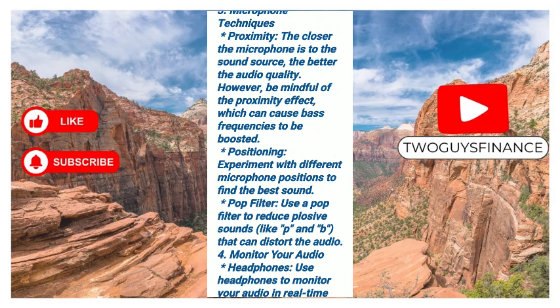Next, positioning is the next step after proximity. Experiment with different microphone positions to find the best sound. Then use the pop filter. You see, a pop filter helps to reduce explosive sounds like P and B that can distort the audio.